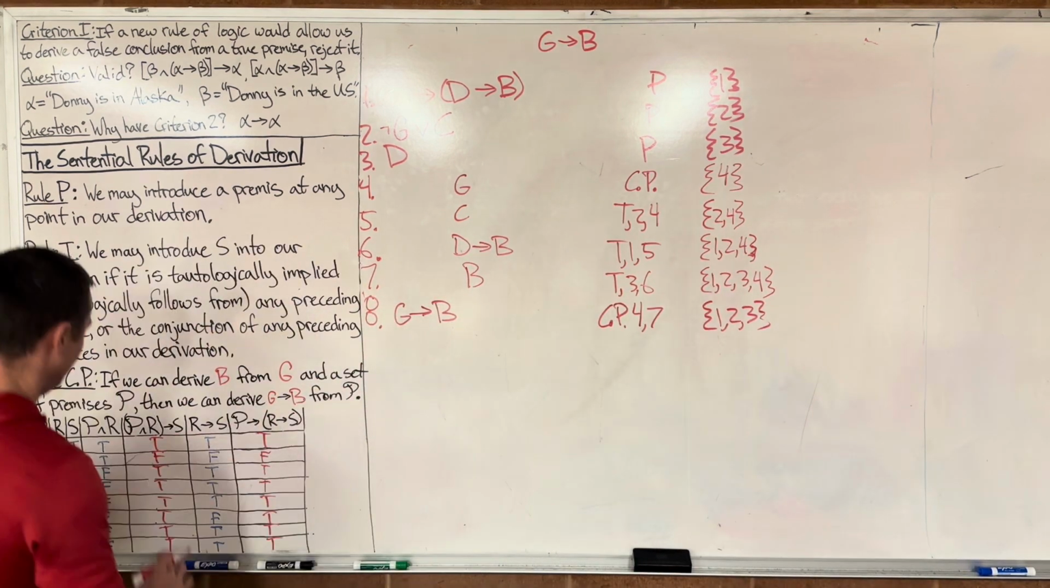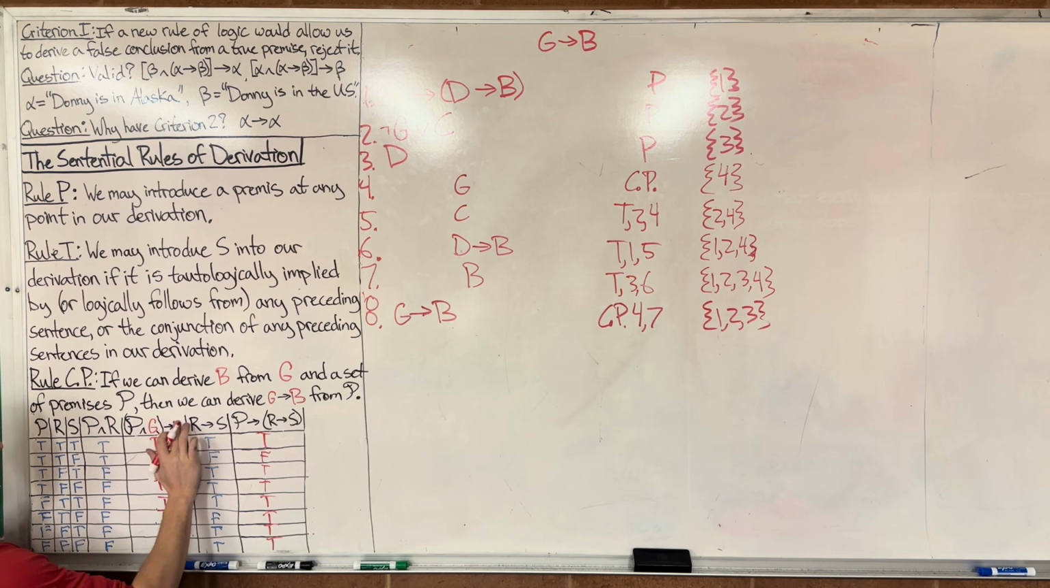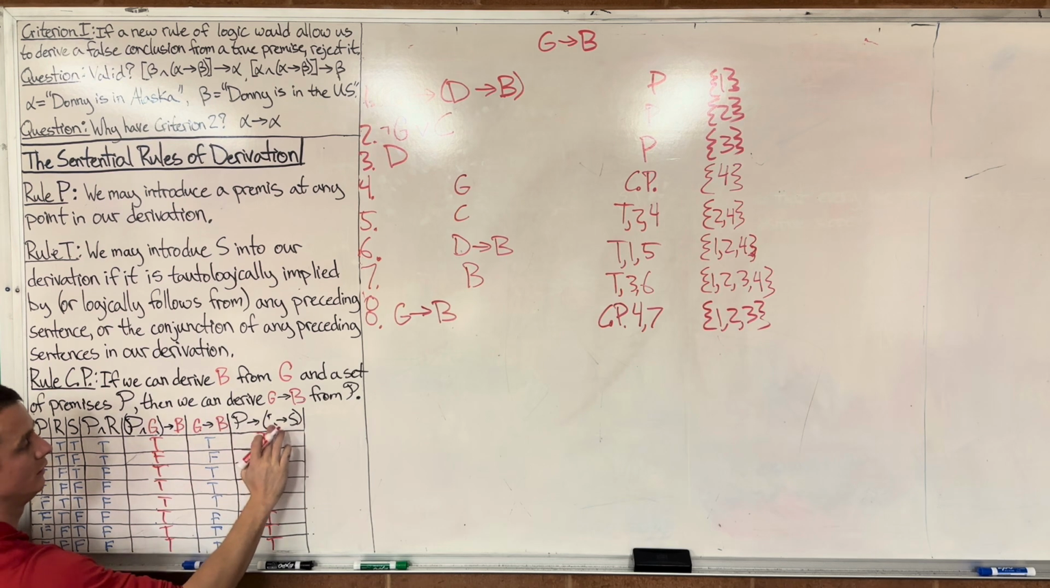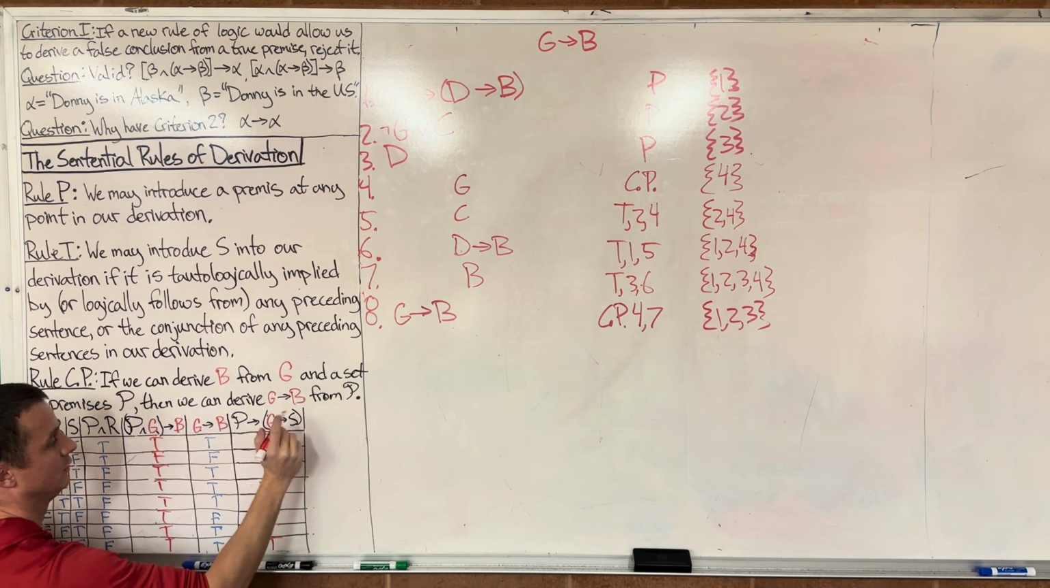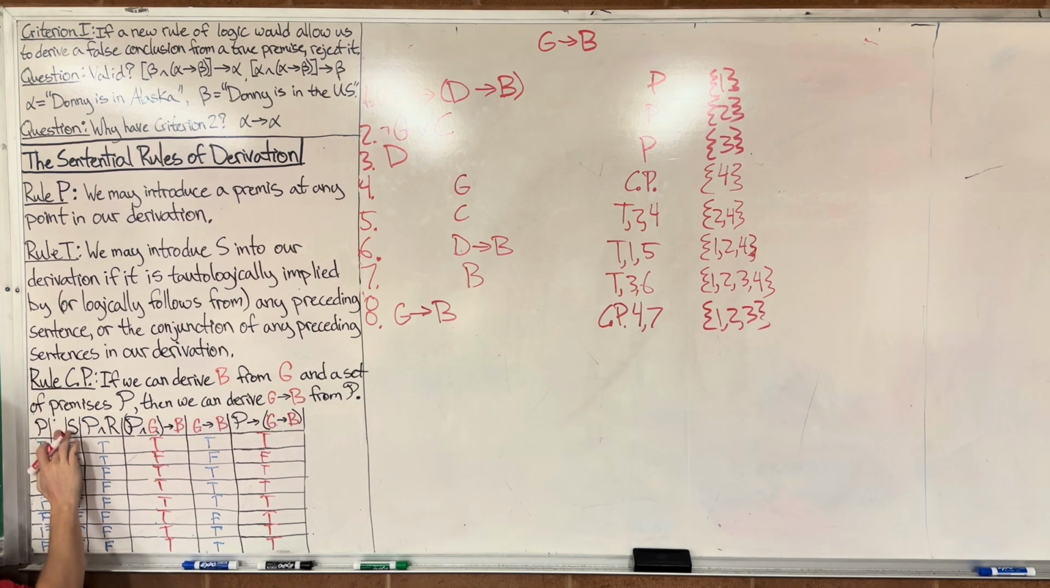Okay, let me continue here. What was R? R was G and B. G, B. G and B here. And P is the conjunction of all of the premises.